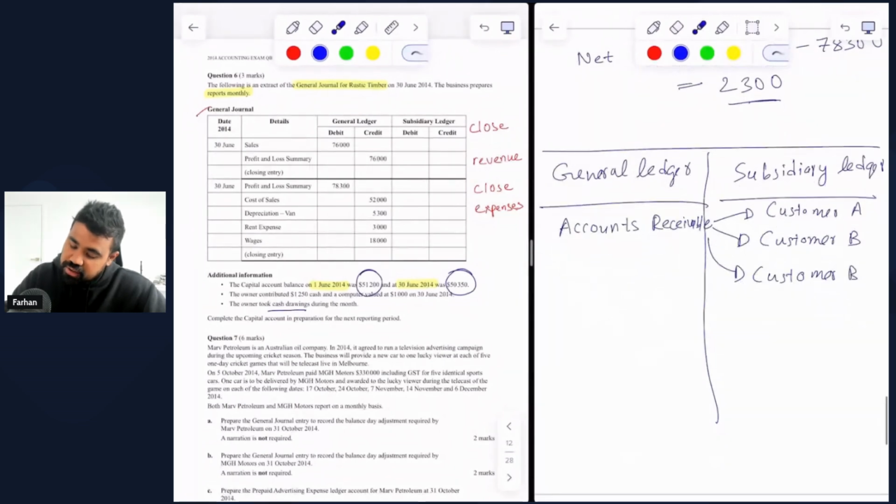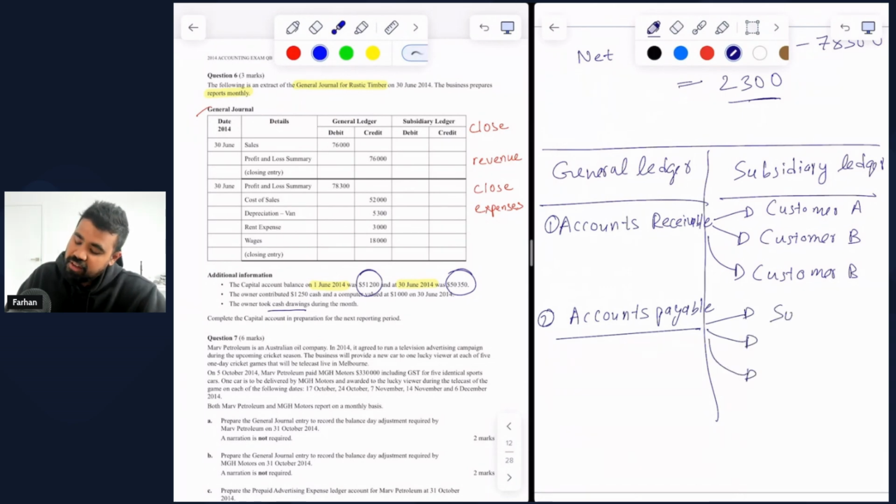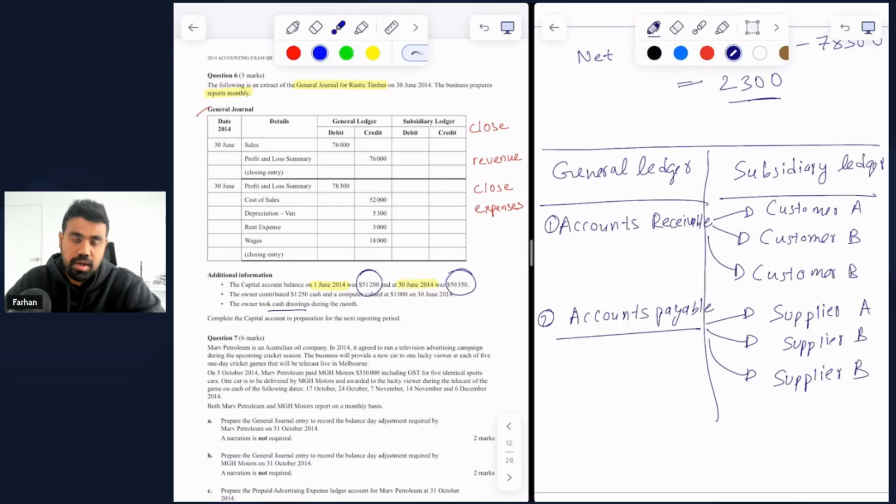Let's look into a second example. For example, let's say accounts payable. So in the general ledger, we record the summary of all transactions that we have conducted with all the credit suppliers of the business, because accounts payable refers to the credit suppliers. But if we were to look into the subsidiary ledger for this, we would have separate accounts for supplier A, separate accounts for supplier B and supplier C, right? And each of these accounts will show the transactions that we have conducted with each of these suppliers separately.